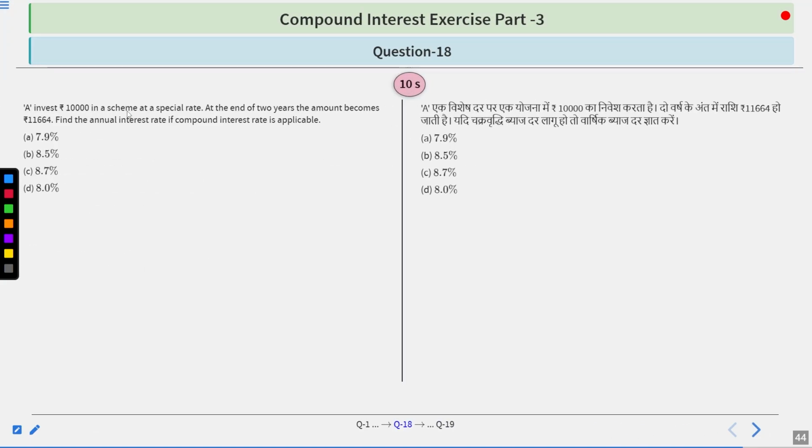Next is A invested rupees 10,000 in a scheme at a special rate. At the end of 2 years, the amount becomes rupees 11,664. Find the annual interest rate if compound interest rate is applicable. And the options are option A 7.9%, option B is 8.5%, option C is 8.7%, and option D is 8%. These are the options.